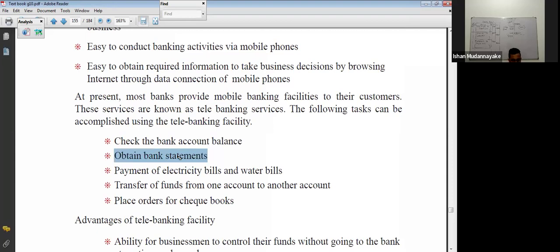Right. Next one. Second one: obtain bank statements. Yes, obtain bank statement. Right. We can obtain bank statements. Okay. We can, right.